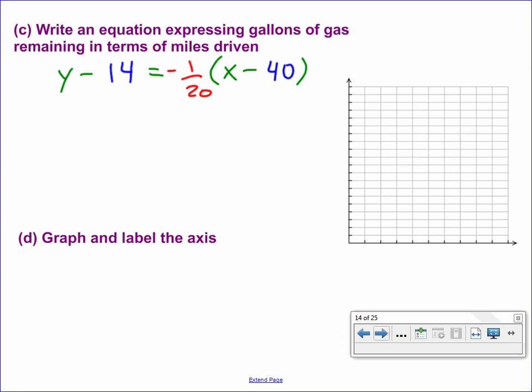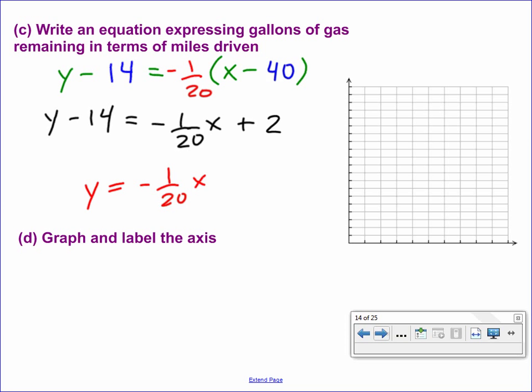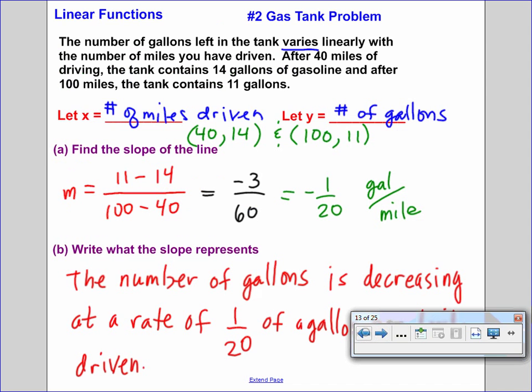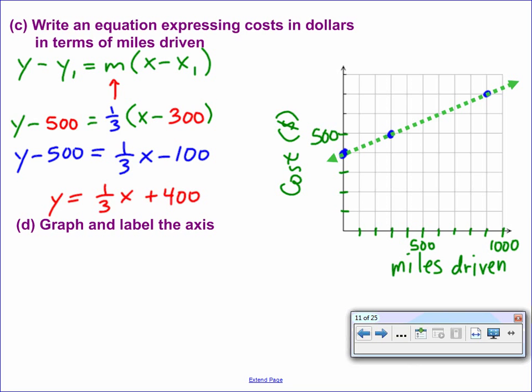Let's do it. So here we go. y minus 14 equals negative 1/20 times x. Negative times a negative is positive, and 1/20 times 40 over 1 is 2. So slope-intercept form would be y equals negative 1/20 x plus 2 plus 14, which is plus 16. So slope-intercept form is the boxed one. Point-slope form is the colored one at top. I'm going to box this one too.